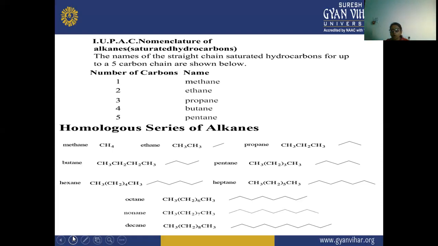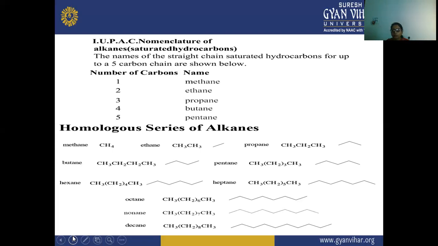So here, in all the names of these saturated alkanes, we have seen that the last three letters are ane. Here, ane comes from alkane. So in alkane, if alk is removed and ane is applied, then they become saturated hydrocarbons.